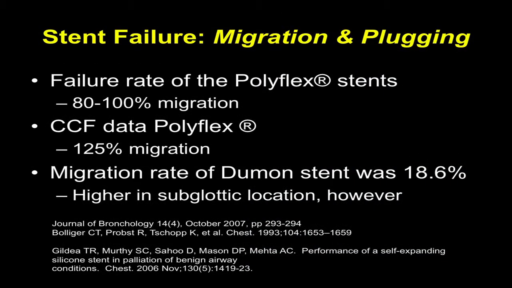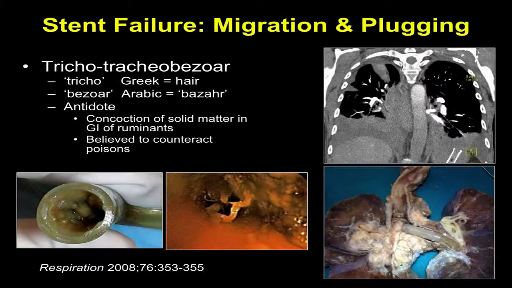The Polyflex stents, as I mentioned, are not really useful for this patient population, and there still is a migration rate which is too high for the Dumont stent. We have to find a better stent for this airway, especially in the subglottic location. And these stents, remember, even though they're better than metal stents, they still can fail, they can plug, they can kill patients if they become occluded, and these patients need to be on nearly lifelong nebulized therapy with Mucomyst or hypertonic saline to prevent occlusion because they have no normal mucociliary clearance.